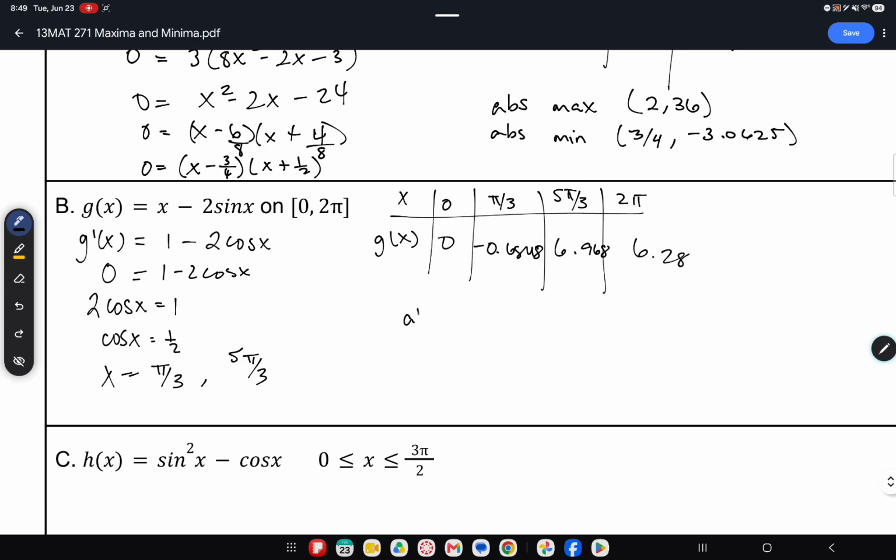So we need our absolute max and absolute min. So the highest value is the 6.968. So 5 pi over 3 and 6.968. And then the smallest is the negative. So pi over 3 and negative 0.6848. Right?